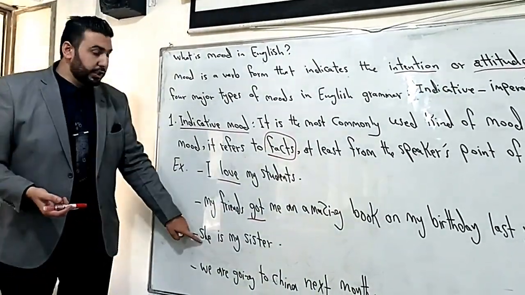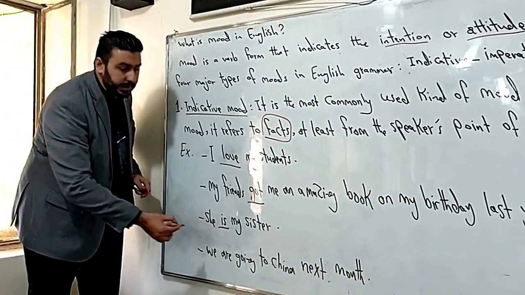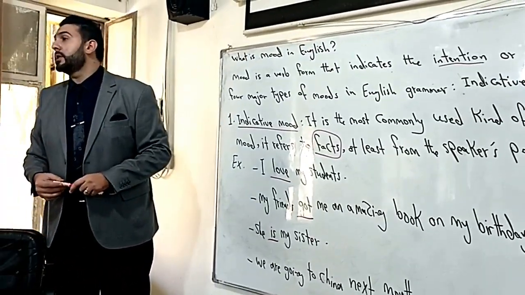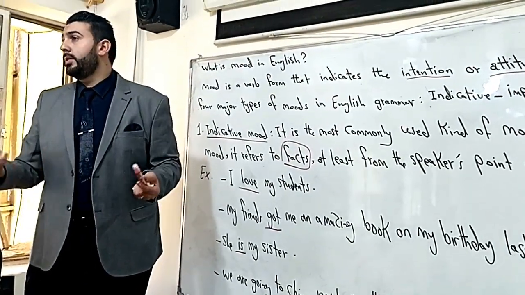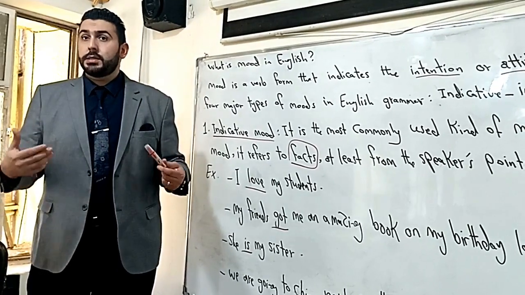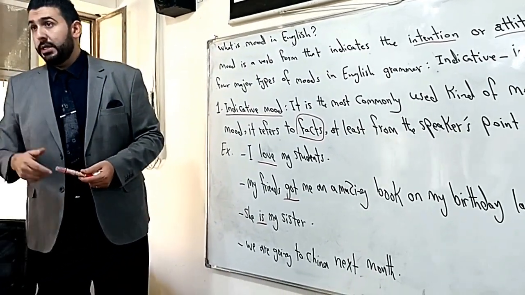And also we have, she is my sister. Is here is used in which kind of mood? In the indicative mood, because it's telling us a truth. It is a fact. She is my sister.